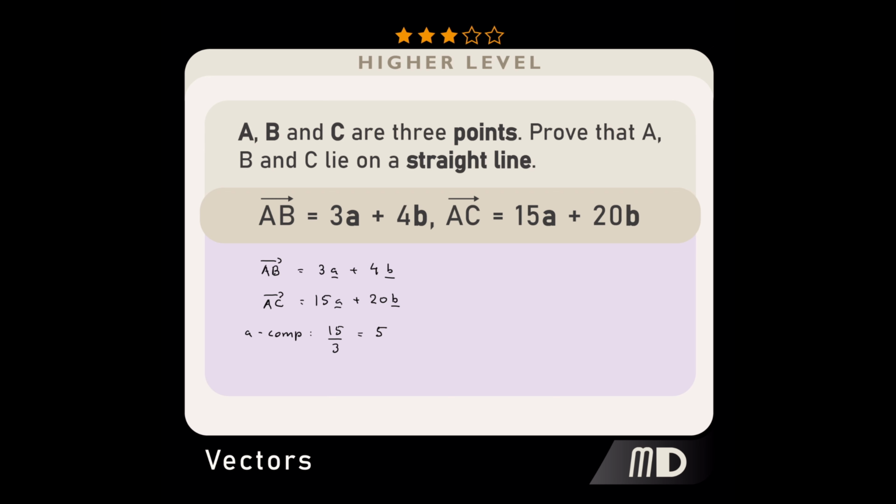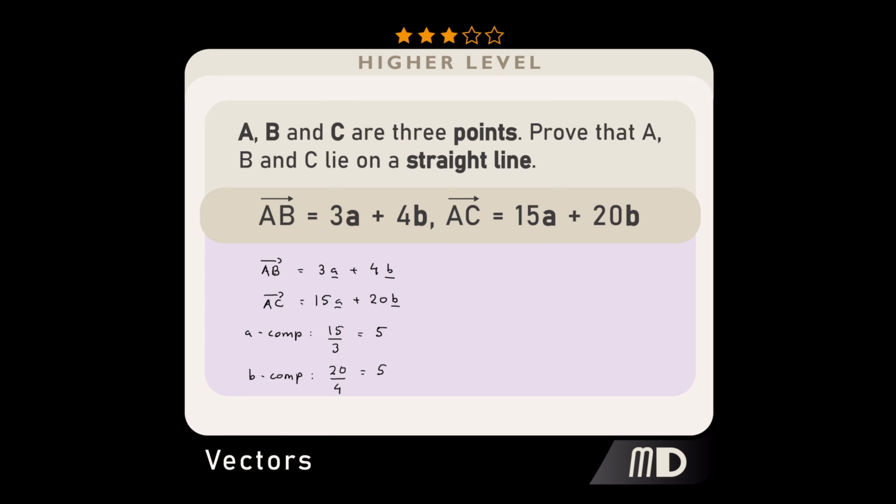Comparing the b components, the b component of AB is 4, and the b component of AC is 20. The scalar ratio of their b components is therefore 20 divided by 4, which is equal to 5.